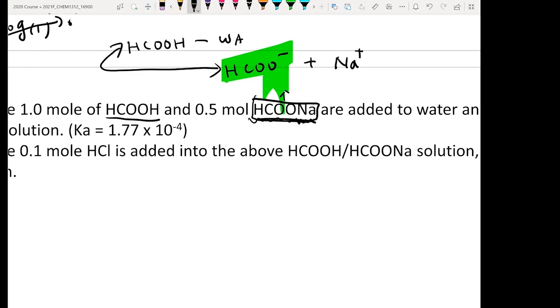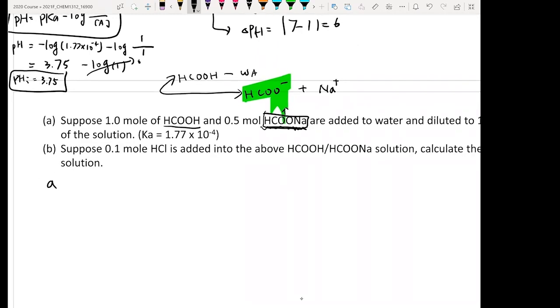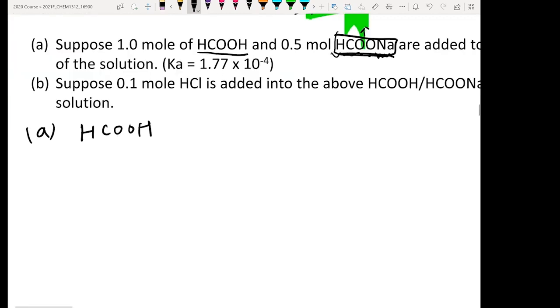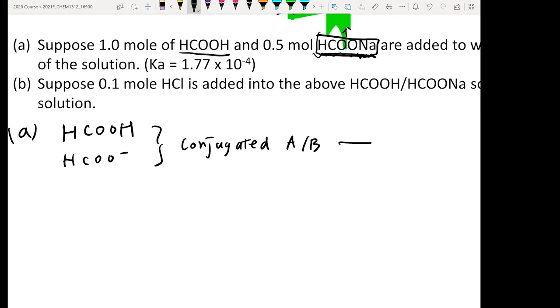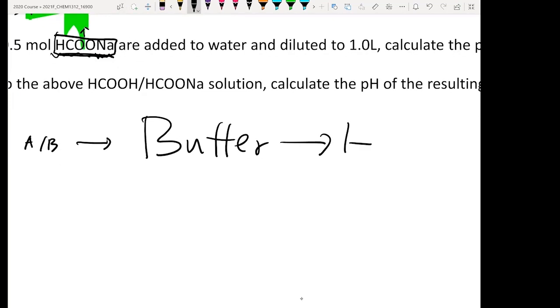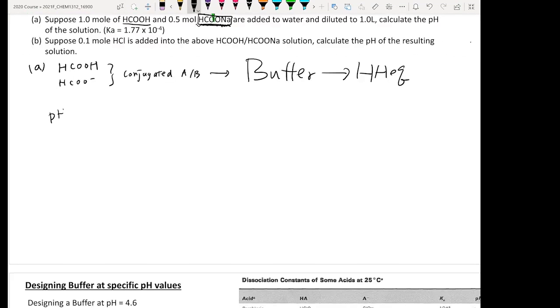How do you calculate the pH of a buffer solution? HH equation. So let's do the first one. We know we have HCOOH and we have HCOO minus. These are a conjugate acid-base pair, right? Therefore, buffer. Therefore, HH equation. pH is going to equal your pKa minus log of acid concentration over base concentration. pKa is negative log of Ka, 1.77 times 10 to the negative 4, minus log.